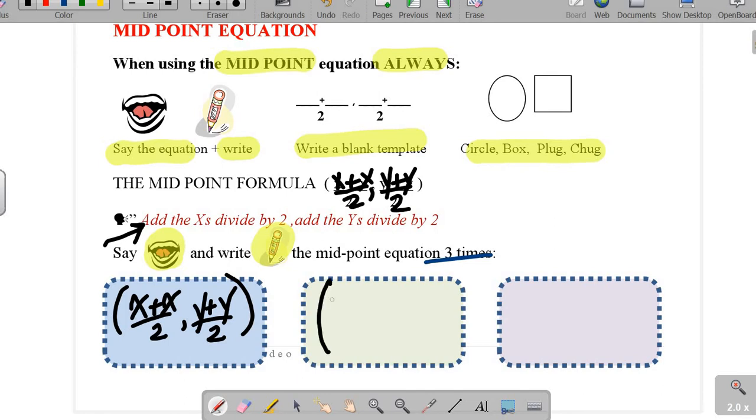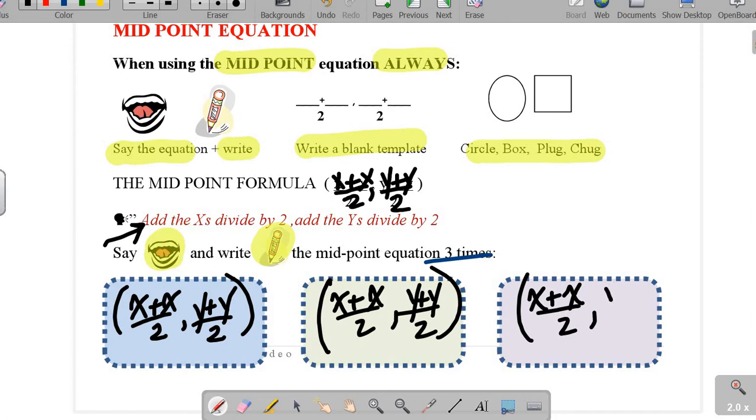The midpoint equation is add the x's, divide by 2, add the y's, divide by 2. The midpoint equation is add the x's, divide by 2, add the y's, divide by 2.